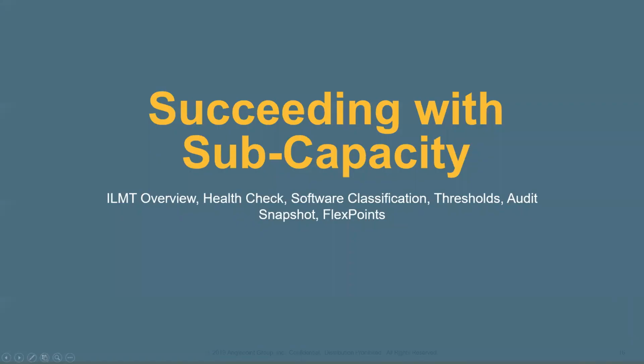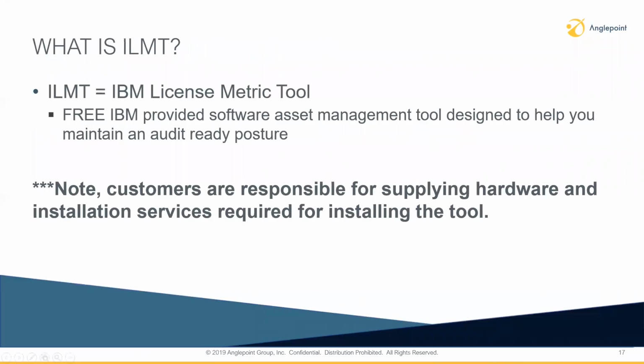Okay, now we're going to get into a little bit of ILMT and how to maximize ILMT, or what it takes to maintain ILMT. Let's see if I can go to the next slide. Okay, so again, I briefly touched on ILMT. It stands for License Metric Tool, IBM's License Metric Tool. It's a free IBM software asset management tool, and it's designed to help you maintain an audit-ready posture. It's free, and you can download it from Passport Advantage.